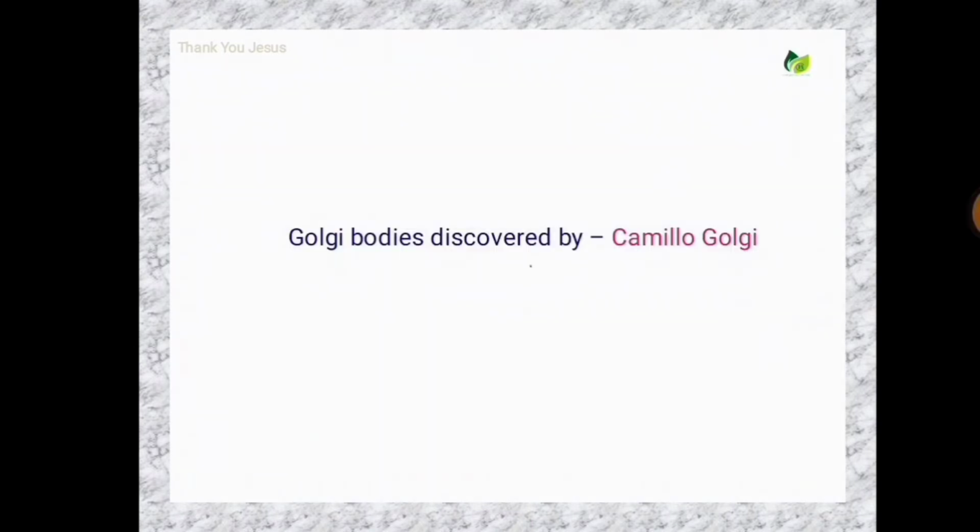Let's see the important competitive bits from the Golgi apparatus. Golgi bodies were discovered by Camillo Golgi. Camillo Golgi for the first time discovered the Golgi apparatus in the nerve cells of barn owl.